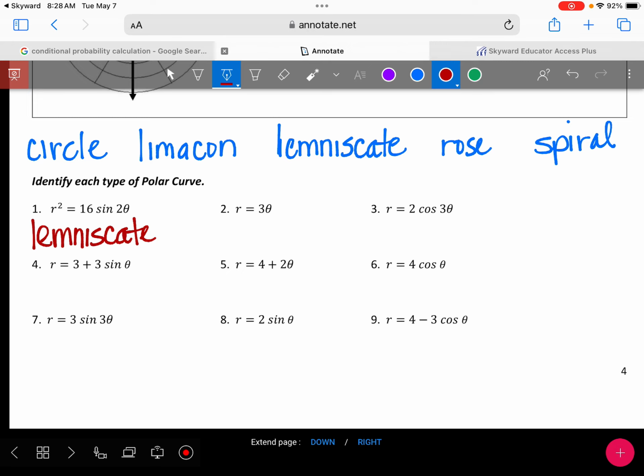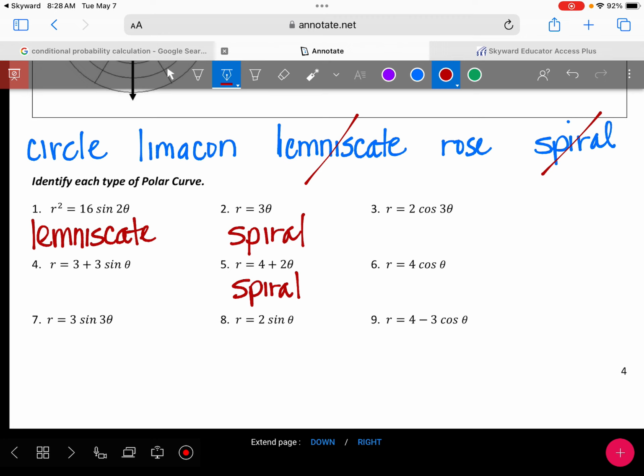All right, the other one that is pretty easy to identify, in my opinion, is a spiral. Spirals don't have sine or cosine in the equation. So which 2? Number 2 and 5. I agree. These 2 I know are spirals.